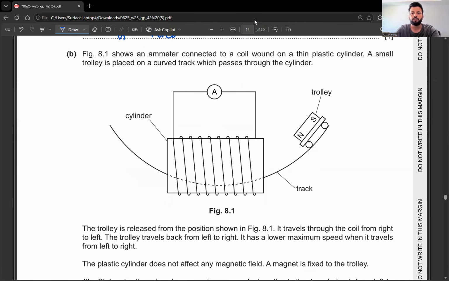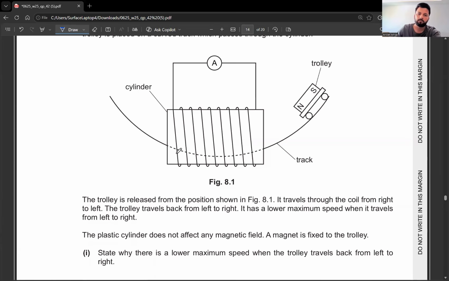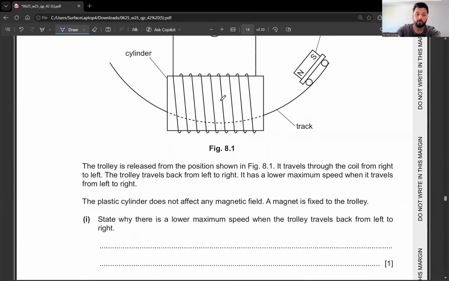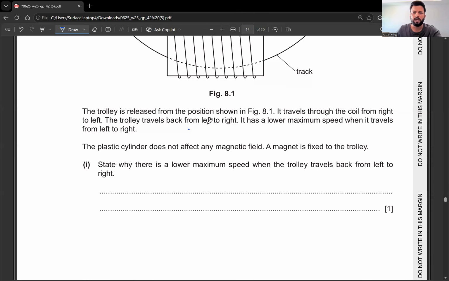Figure 8.1 shows an ammeter connected to a coil wound on a plastic cylinder. So this is a plastic cylinder and the coil is wound. This is an electromagnet. A trolley is placed on the curved track and passes through the cylinder. So when the trolley passes through the cylinder, the magnetic field will change in the solenoid, so EMF is induced. The ammeter is attached across the coil. The trolley is released, and it travels through the coil from right to left. The trolley then travels back from left to right.